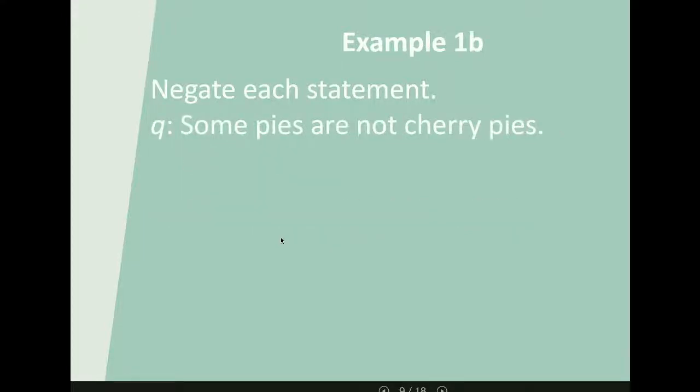Next, we want to negate some pies are not cherry pies. Well, we can't just write some pies are cherry pies. We can't just take out the not, because if some pies are cherry, that still means some pies are not cherry. So we have to say all pies are cherry pies would be the negation of Q. This one was interesting because Q was already a negative statement, so not Q has to be kind of a positive statement. It doesn't have the word no or not in it.